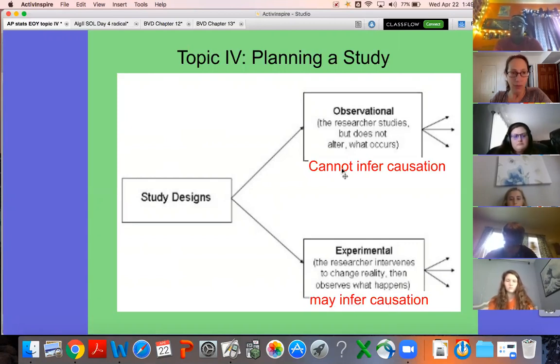So if on the AP exam, they give you a question where they say data was collected from something that happened a while ago, then that's going to be an observational study. If they say we ran an experiment where we had a treatment and a control group, then that's an experiment and you can infer causation.